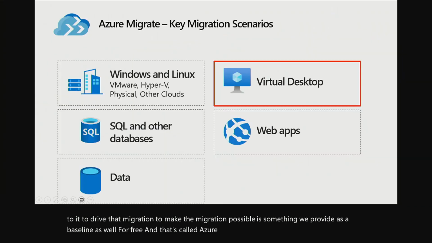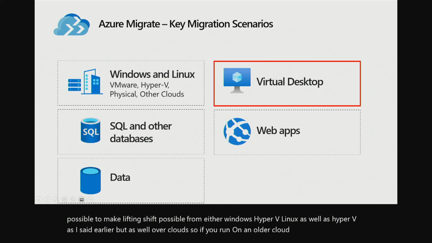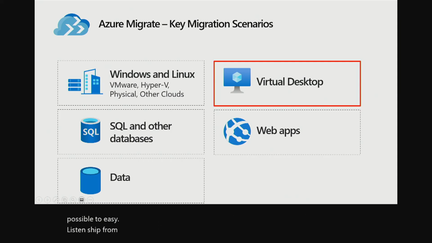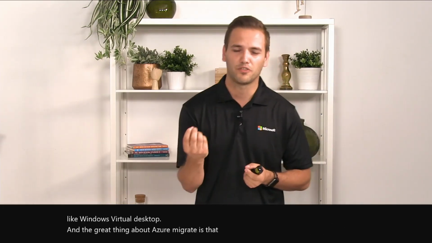And with Azure Migrate, we make lift and shift possible from either Windows Hyper-V, Linux, as well as VMware, as I said earlier, but also other clouds. So if you run on another cloud service, we make it easy to lift and shift from that cloud to Azure because you want to, for example, leverage an Azure service like Windows Virtual Desktop. And the great thing about Azure Migrate is that it supports the digital transformation of traditional SQL environments, data, web apps, but right now also virtual desktop infrastructures.